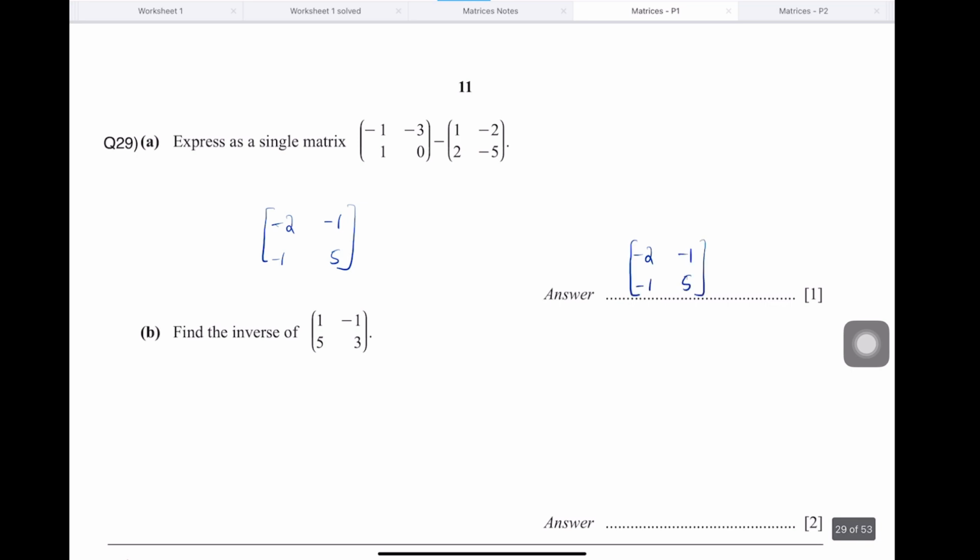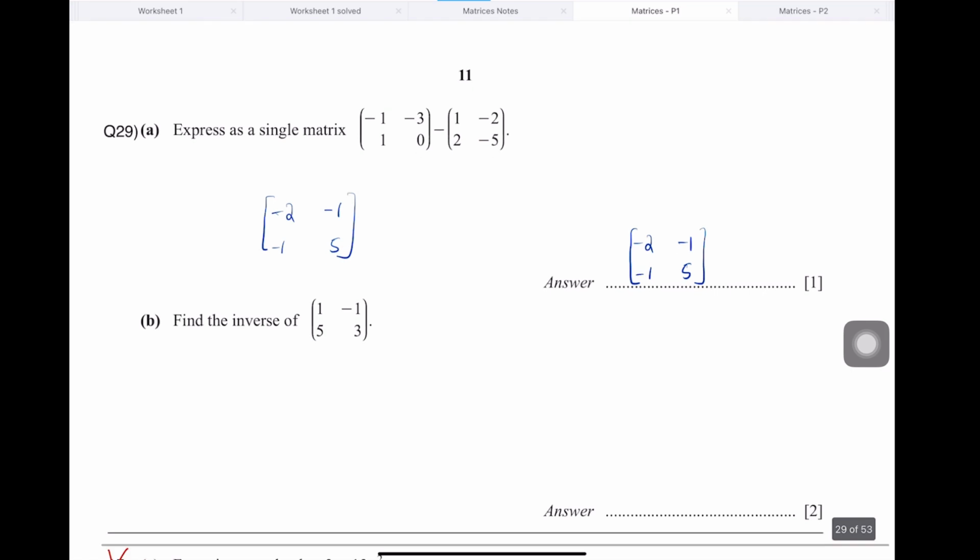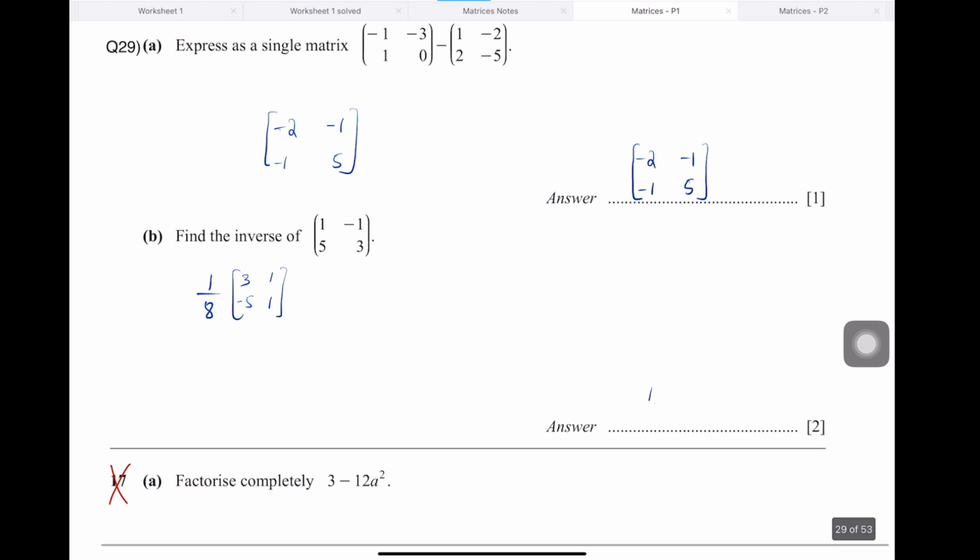Alright, let's have the answer. 1 upon 8, bracket 3, 1, minus 5, 1. Yes, okay, great. 1 upon 8, 3, 1, minus 5 and 1. That's correct. Good job. Okay, so we'll keep it till here only.